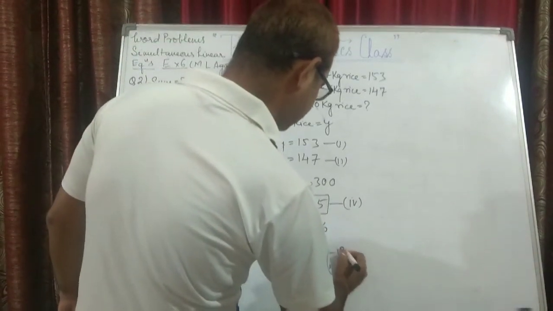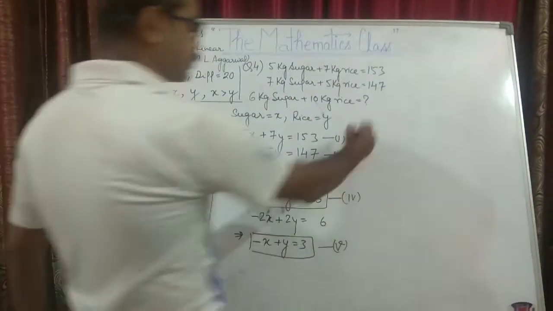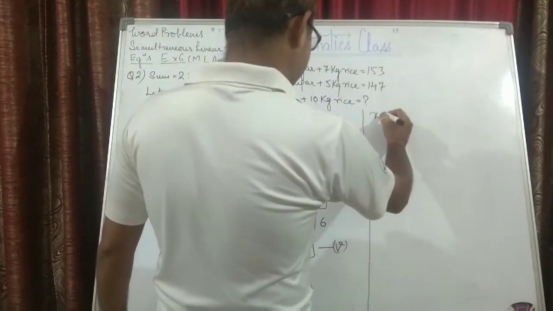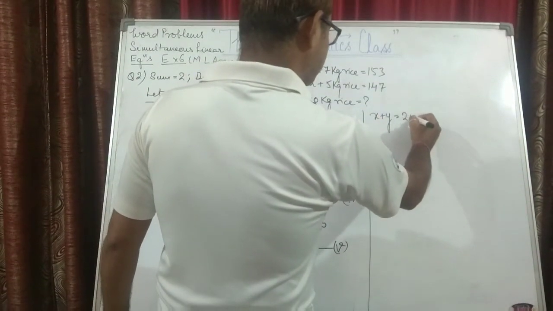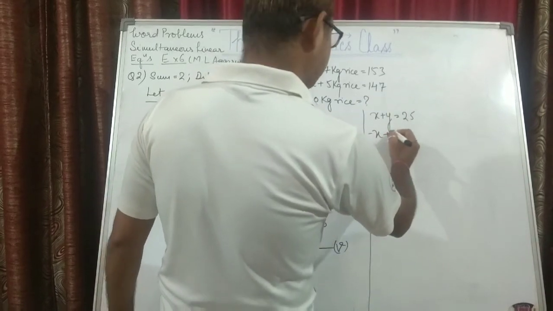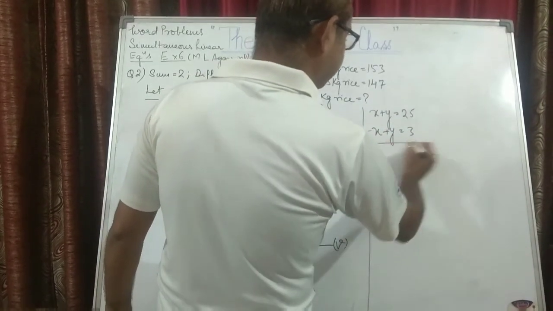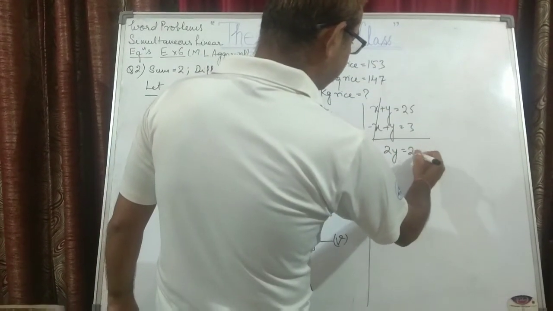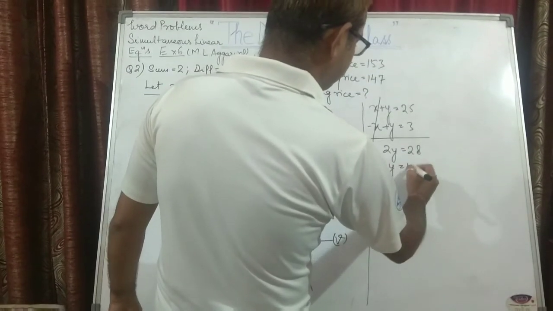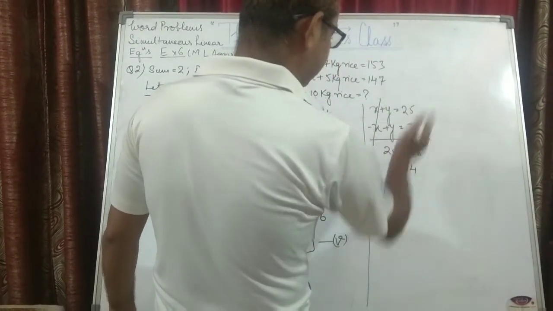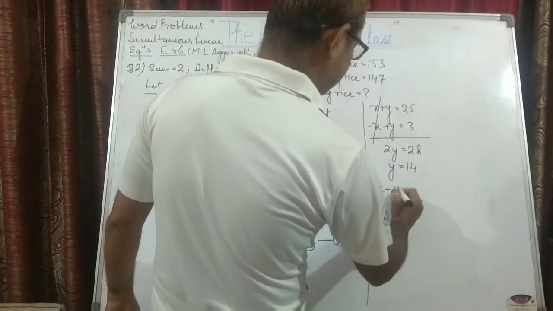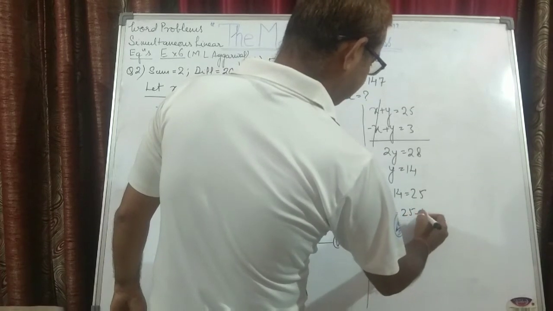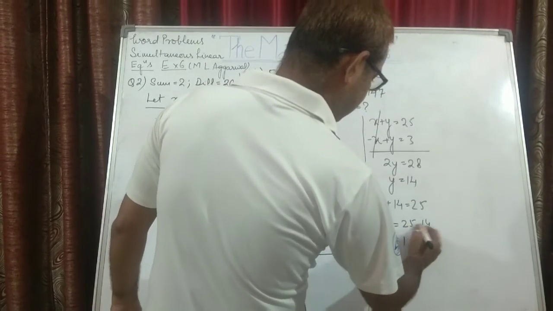Let us say this is equation number 5. Now we have to solve this equation number 5. Again we are solving it by elimination method, means x plus y is equal to 25 and minus x plus y is equal to 3. When you add these two equations, minus and plus will get cancelled. 2y is equal to 28, so y is equal to 14. Put value of 14 anywhere, means x plus y, that is 14, is equal to 25. So x becomes 25 minus 14, that is 11.